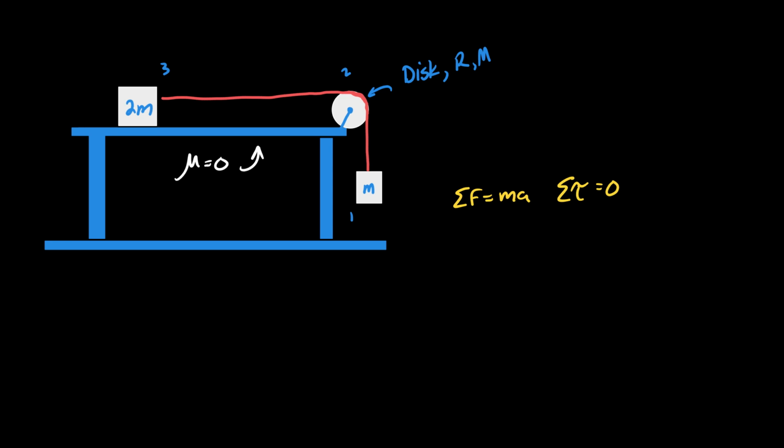You are applying first law and second law for both rotation and translation at the same time to each object. Again, you're applying first law or second law to each object.